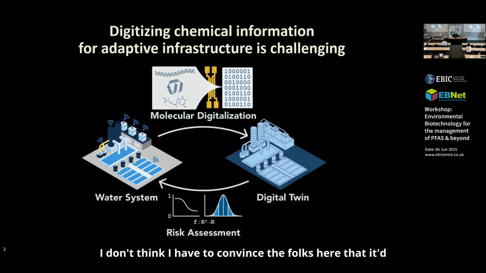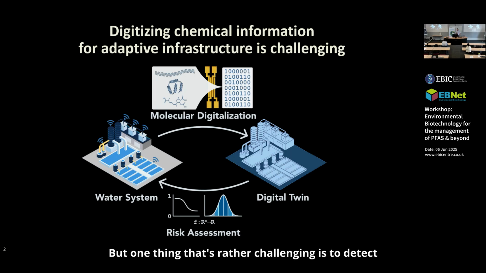I don't think I have to convince the folks here that it'd be great to be deploying advanced environmental biotechnologies to do some of these challenges, but really, how do we make the decisions on when to start up some of these processes in these reactors, right? We have really great sensors for things like flow and pH and turbidity that can already be deployed in these settings to build systems like you see on this slide here.